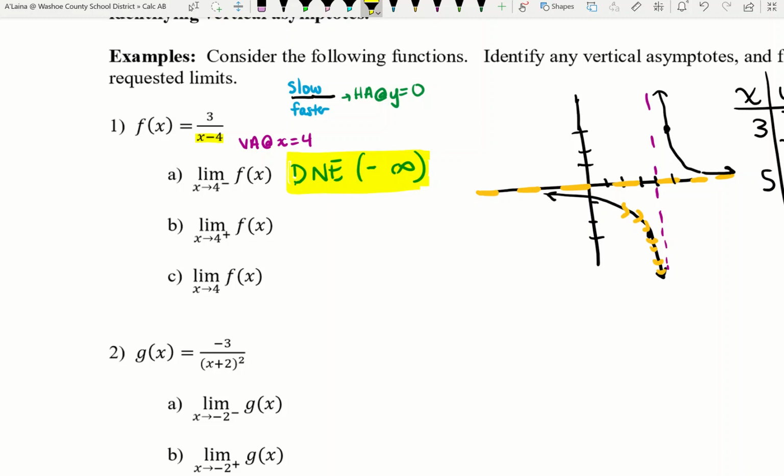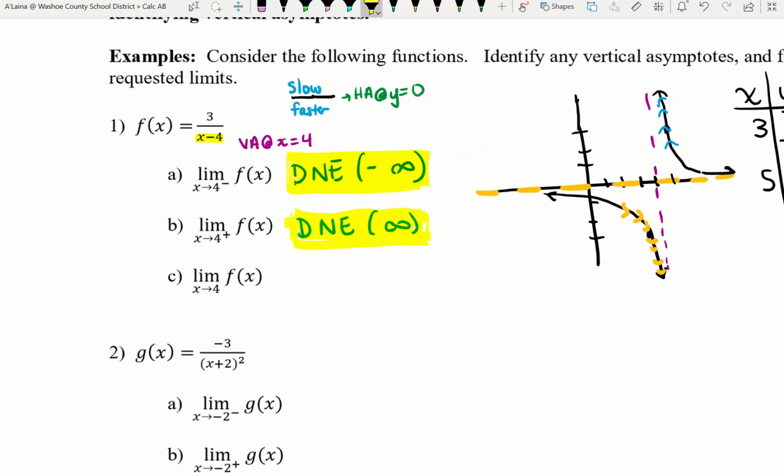College Board typically will say does not exist. We are going to make sure that you are writing both. As I approach 4 from the right-hand side, I'm going up and up to positive infinity. Again, positive infinity is a concept, not an actual value. And so we're going to say this limit doesn't exist, but the reason it doesn't exist is because it's going to positive infinity. And that's a required portion of your answer for this class.